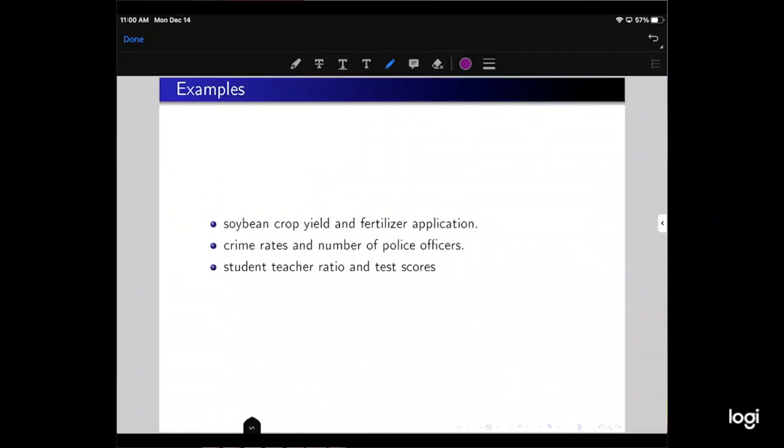Here's some examples. We could say yi is soybean crop yield, and xi is fertilizer application. Yi could be crime rates and xi the number of police officers. And in the example in the book, yi is test scores and xi is student-teacher ratio. And so we're going to relate these things going forward using regression.